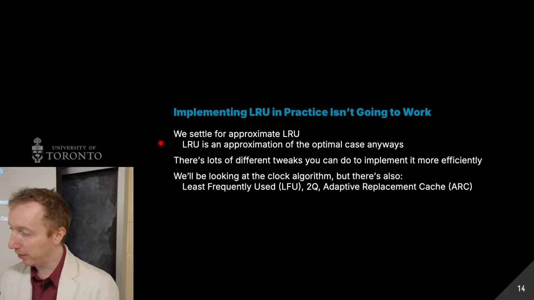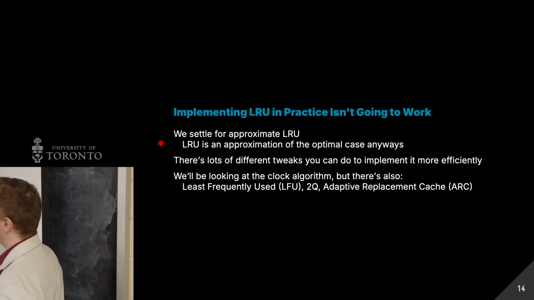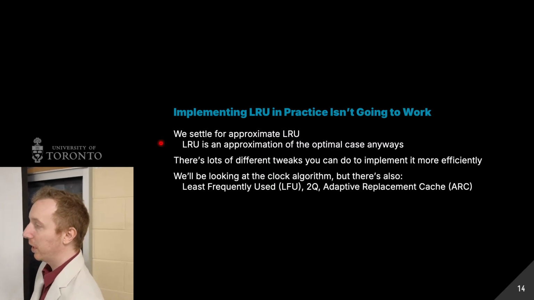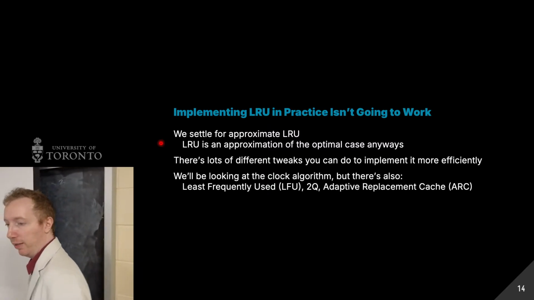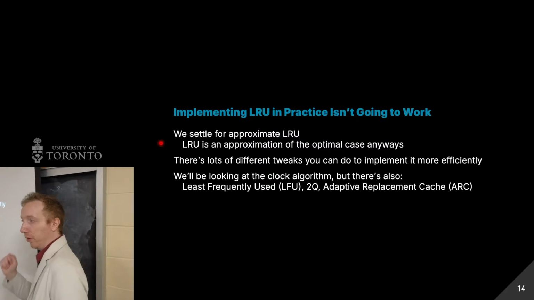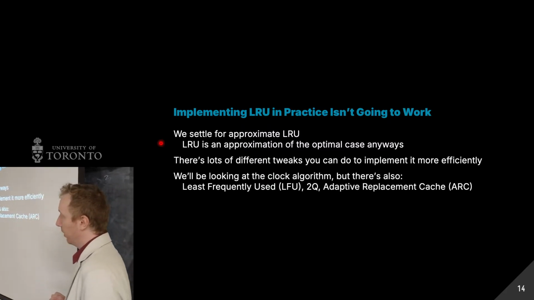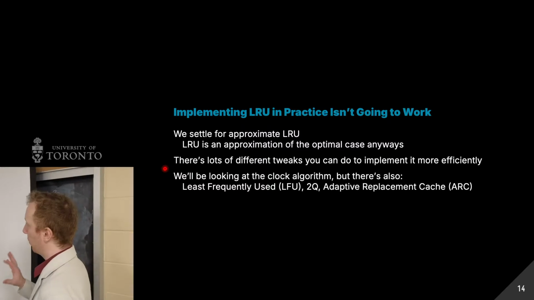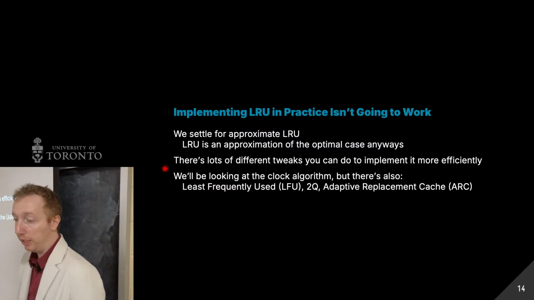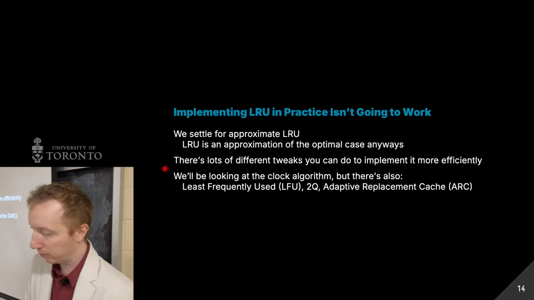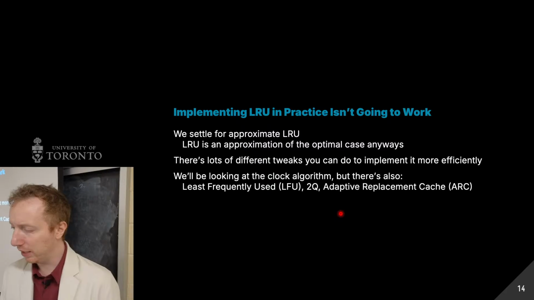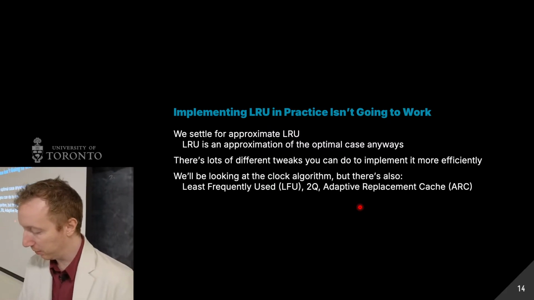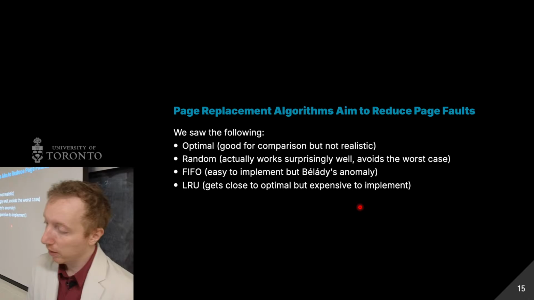So what we are going to do is actually implement some approximation of least recently used. The whole intuition behind that is least recently used is an approximation of the optimal case. So an approximation of an approximation is exactly what operating systems is about. There are lots of different tweaks you can do to implement it more efficiently. Specifically, what we'll look at after the break is something called the clock algorithm that tries to approximate least recently used. But there's also least frequently used, where you keep track of less information and try to estimate it, 2Q, which tries to do that idea in hardware, or adaptive replacement cache, which is way too complicated for an intro operating systems course. So we'll get to that.